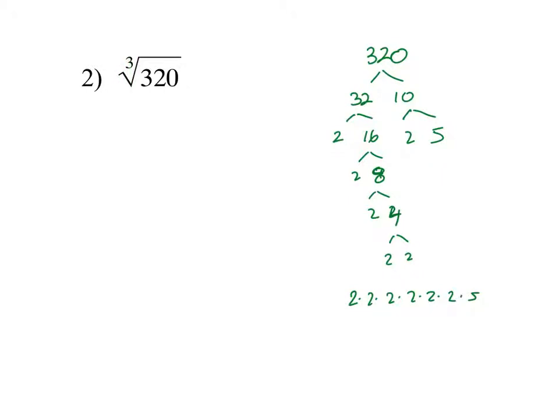Now, I'm going to form groups of 3. Why? Because my index is 3. So that means that I have one group of 3 of 2. So let's write this one here, 2. Now I have a second group of 3 of 2. A group of 2. So I'm going to multiply that. And now inside of the radical, I have that 5 that is remaining there. So that means that this is 4, the cubic root of 5.